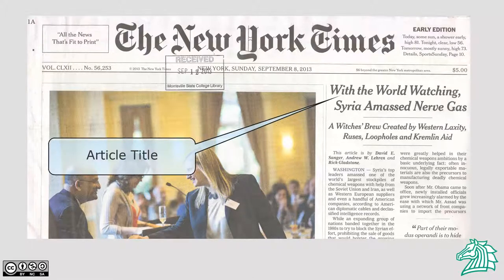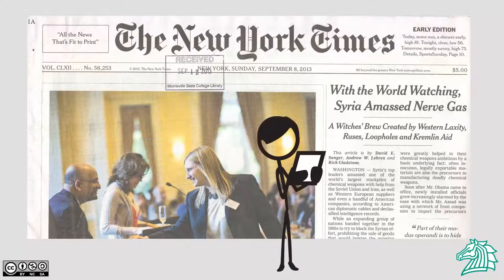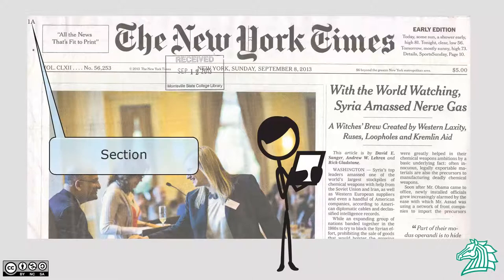Here you will need the article title, the name of the author, which can usually be found directly under the article title. The final citation element is the section number, which can be found on the upper or lower corner of the page the article is on.